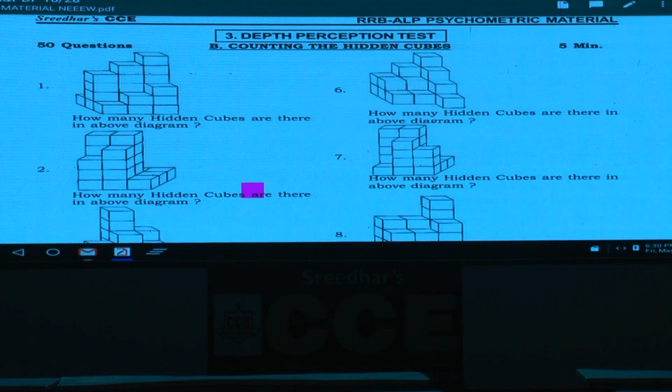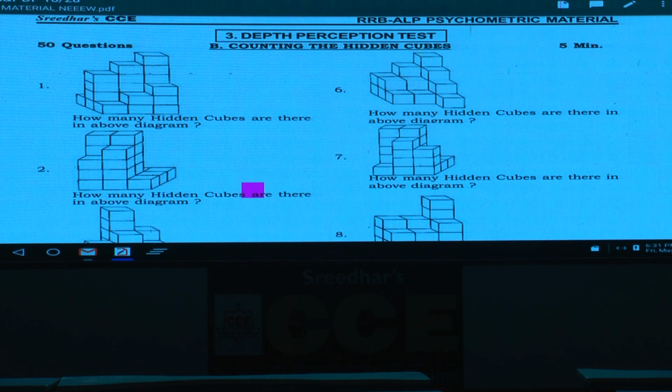Now, hidden test. Now it comes under test battery 3. Test battery 3 has two different models. The first model is bricks and the next one is hidden. Yesterday we finished with those bricks, and today let us discuss these hidden cubes.